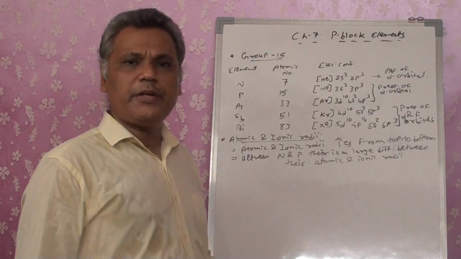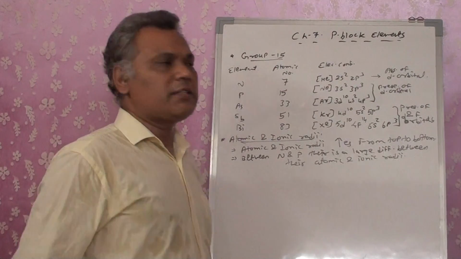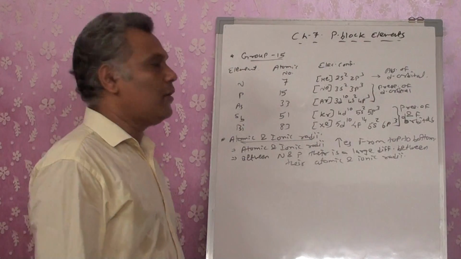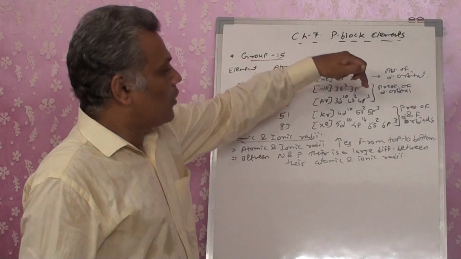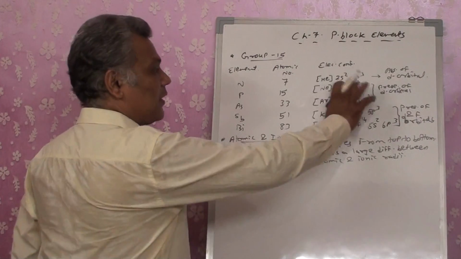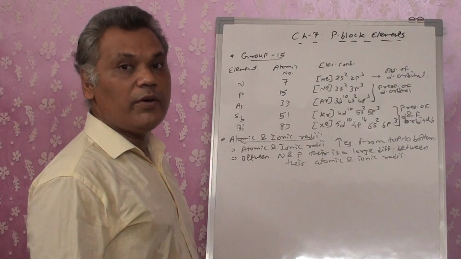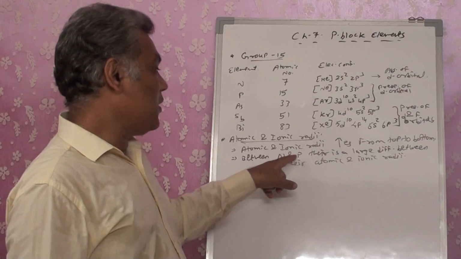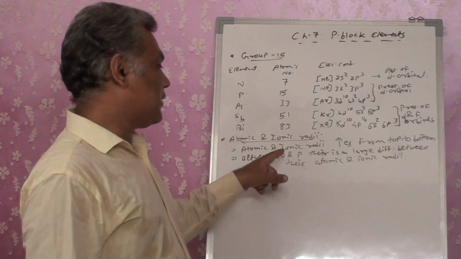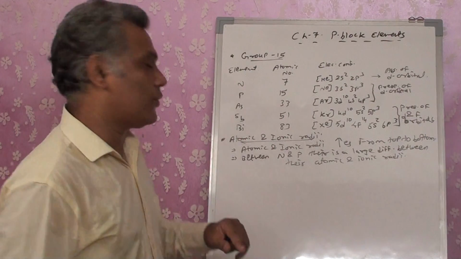Now what is the reason behind this? Why is there a large difference? You can say that for nitrogen there is an absence of d orbitals, while for phosphorus you have 3d, which is completely vacant, but the 3d orbital is available. So because of the absence of d orbitals in nitrogen, there is a large difference between nitrogen and phosphorus.